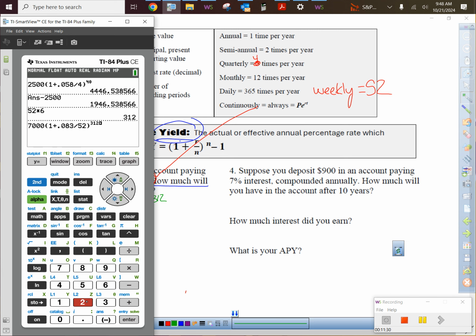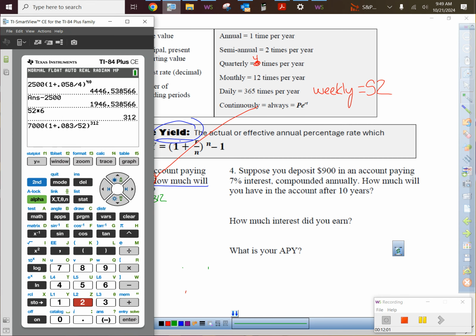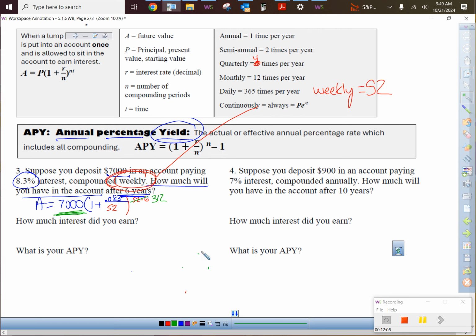Where did I get 312? 52 times 6, right? We're going to get interest 52 times a year for 6 years, so we got interest 312 times. And that should be more than 7 grand, which is $11,513 and 42 cents. See if you can figure out how much interest you earned.